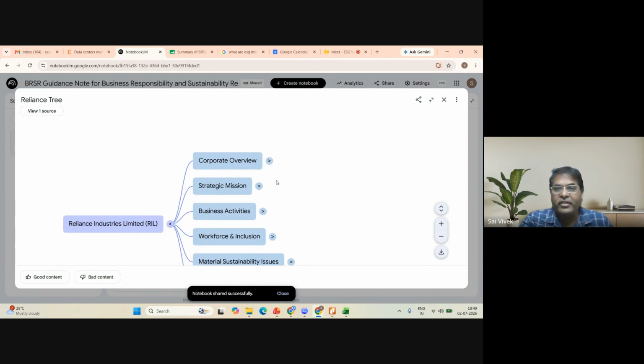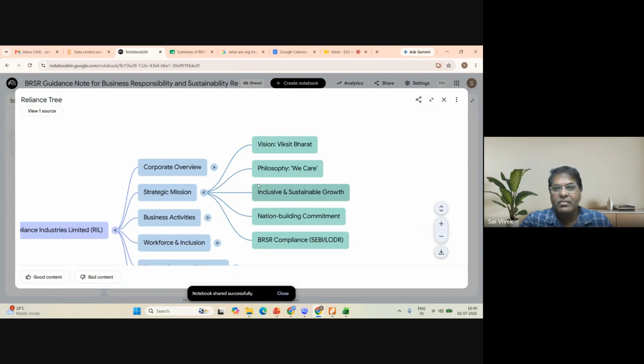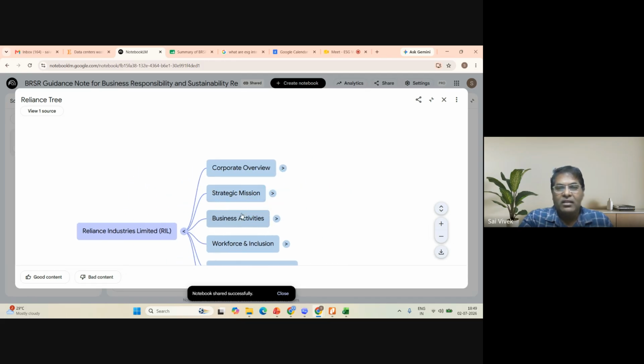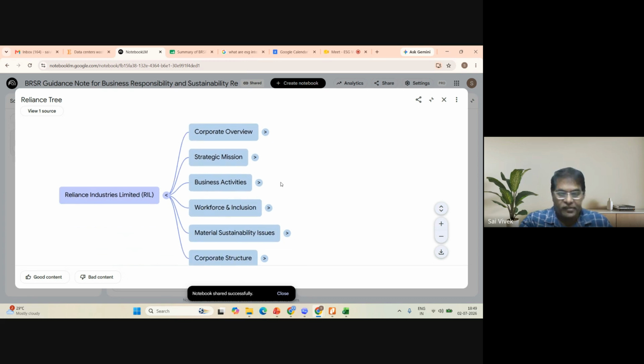Strategic mission of Reliance. We care. This was the ethos or philosophy of RIL. We care. The vision is Viksit Bharat. Inclusive and sustainable growth is its mission. Nation building is its commitment. Compliance is with BRSR in this case, though the others could also be there. In this case, it is BRSR mainly. And various business activities here.